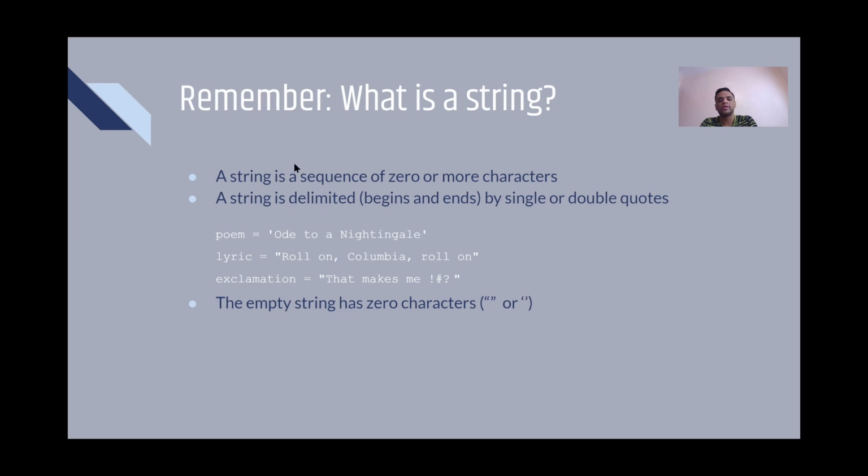So right here is basically a definition. A string is delimited, beginning and ending, by single or double quotes. So a string could have either single quotes or double quotes. It doesn't matter which one you use, as long as you have the two quotes around it, it is known as a string. And an empty string, as I explained just moments ago, is just two quotes with no characters in between them. So that is known as an empty string.